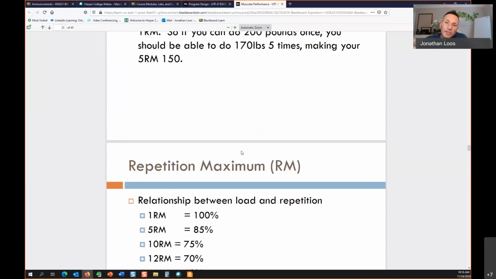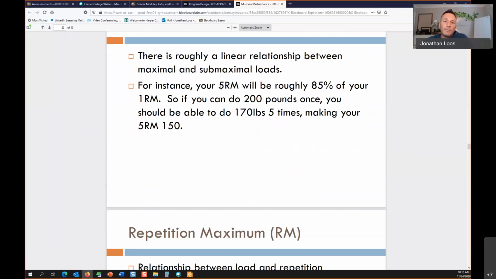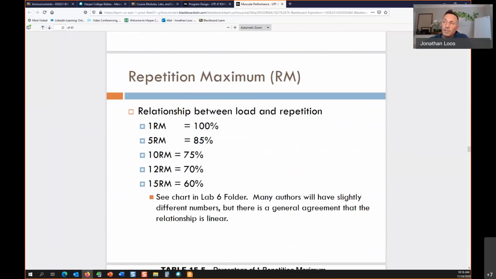So there's a linear relationship that exists between this. And you can play the scale, if you will. So a 1RM is consistently 100% of your resources being contributed to that. And then you can see the 5 RM is 85%. And these numbers vary a little bit depending upon what researchers you look at, but they're close, within 2.5%.